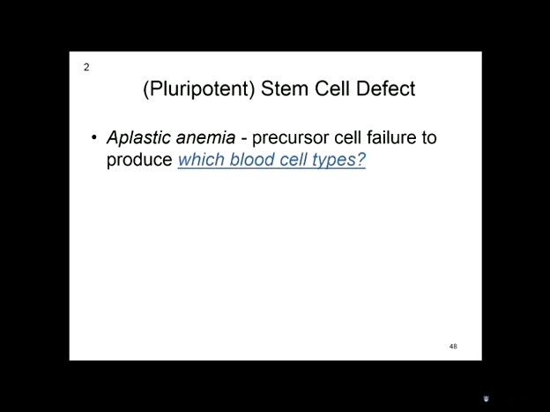Because if that cell fails, all blood cell types fail. Can you name them? Can you name all the blood cell types, or at least the important ones?